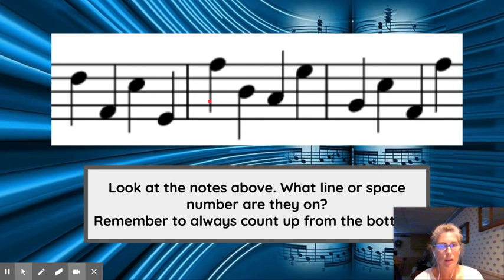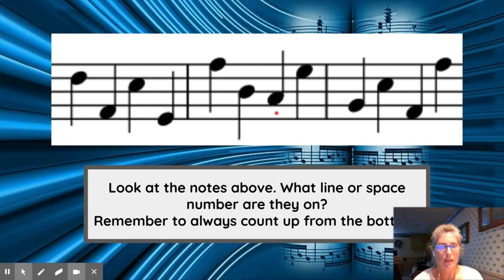Let's look at this one. Is it a line or space? And what number is it? If you thought it was the fifth line or line 5, you are correct. Let's look at the next one. Right here, is it a line or space? It's on the third line. So if you said line 3, you're right.